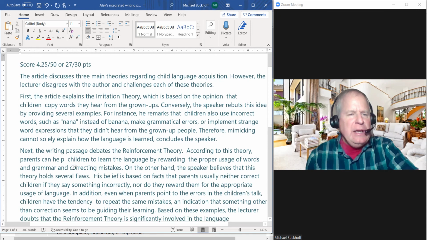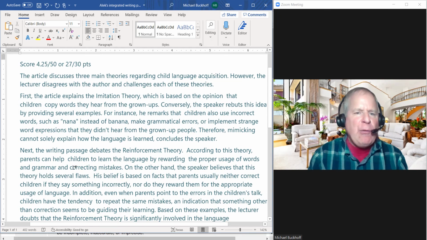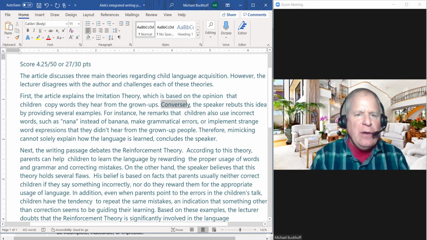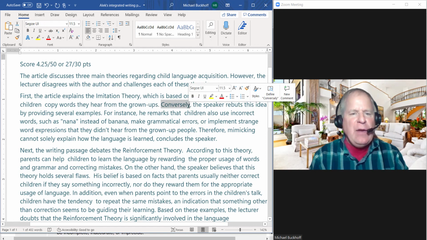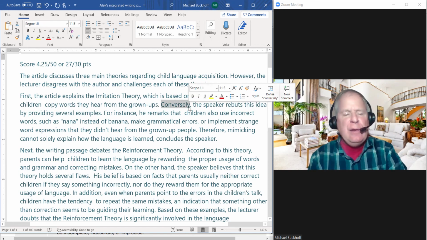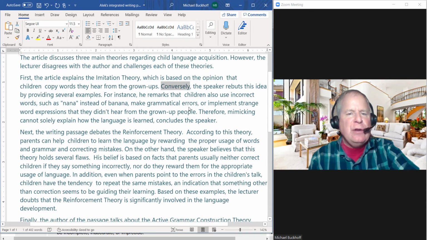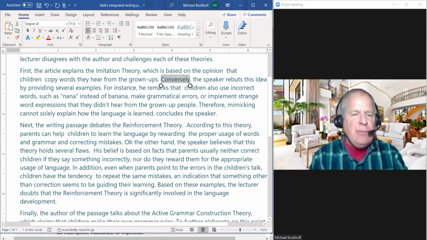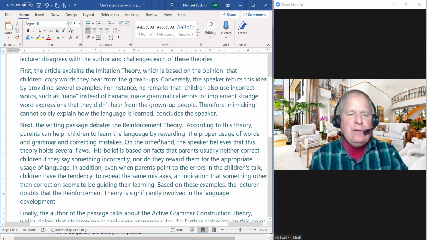You have really easy structured paragraphs. I like the use of these transition words here, like conversely there. That kind of shows how the listening passage is different from the information in the reading. You did the same thing here, right, on the other hand, and you're able to show the difference there.